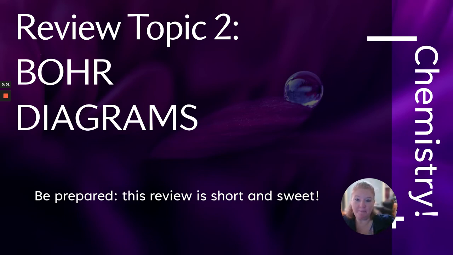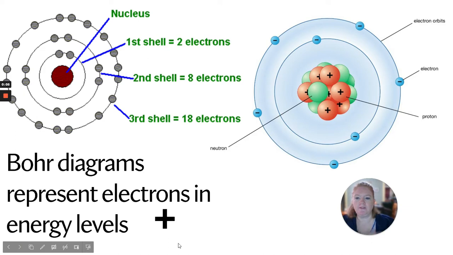Review topic number 2, Bohr diagrams. Again, short and sweet. Okay, so what is a Bohr diagram? It's a diagram that represents the parts of an atom in a kind of graphic representation showing energy levels, because that was Bohr's key contribution to the model of the atom. So there'll be a nucleus and varying energy levels. So here would be energy level 1, energy level 2, and so on.